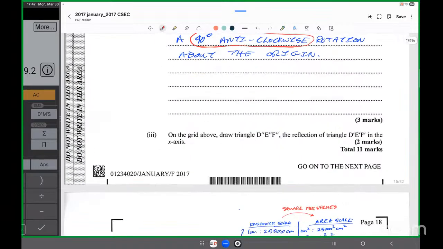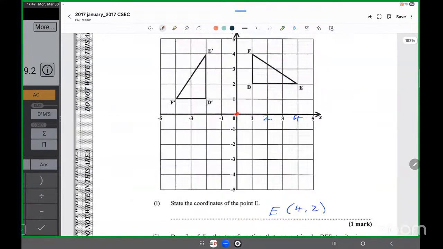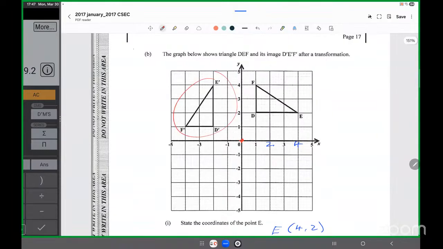Next question. It says, on the grid above, draw a triangle D prime, E prime, F prime, the reflection of triangle DEF. Oh, sorry, the double prime one we must draw: the reflection of the prime one in the x-axis. So we're going to reflect this triangle in the x-axis. That's this one, reflecting it in this line, the x-axis.